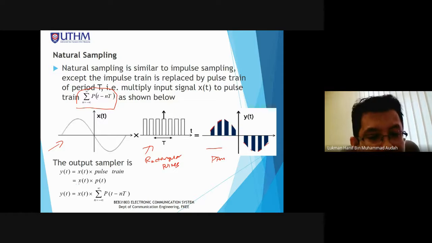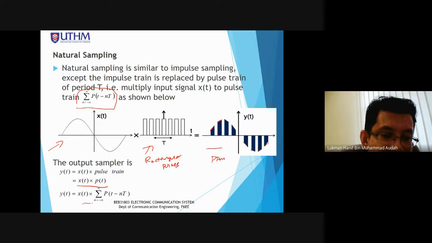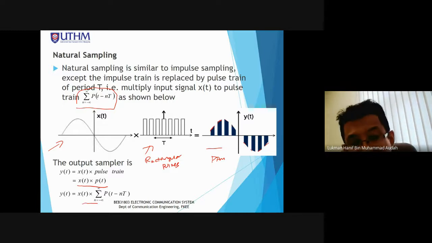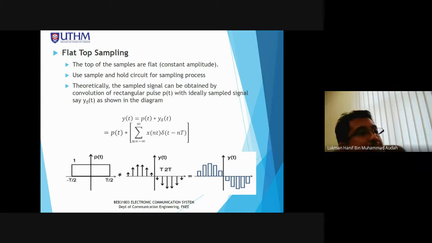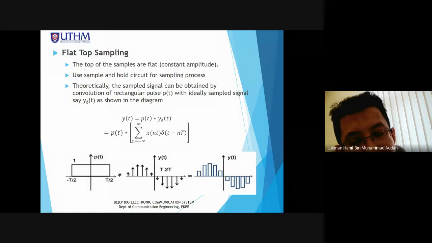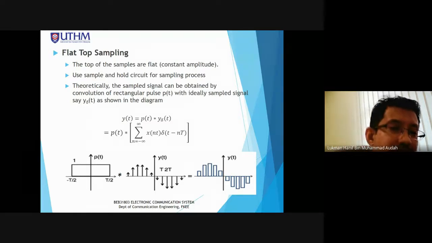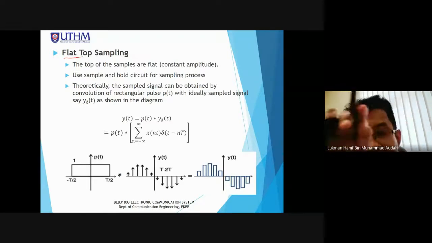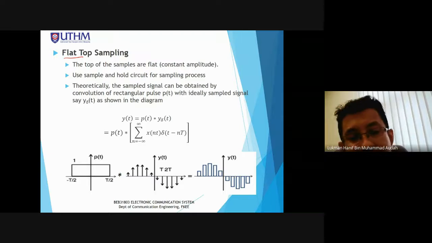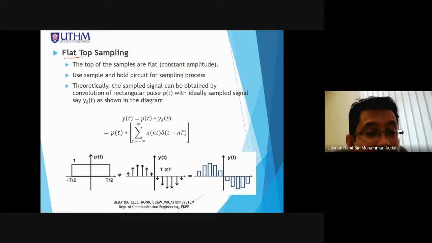Okay. Again, this is a multiplication process in time domain. We multiplied with the rectangular pulses. Okay. And then what? Flat top sampling. Okay. So flat top sampling, kalau dilihat flat top sampling bermakna bahagian atas itu flat. Bahagian atas itu flat. Flat top sampling ini yang biasanya digunakan dalam practical system. Ini yang paling glamour lah, kaedah yang paling glamour.